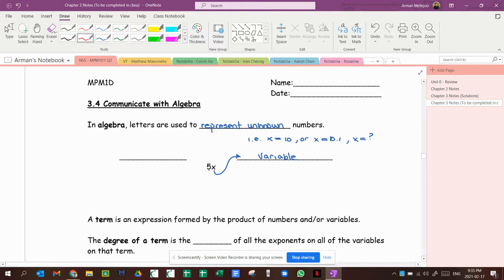There's also a number in front of this letter. This also has a unique name. This is called a coefficient. So if you have numbers in front of your variables, they're called coefficients.